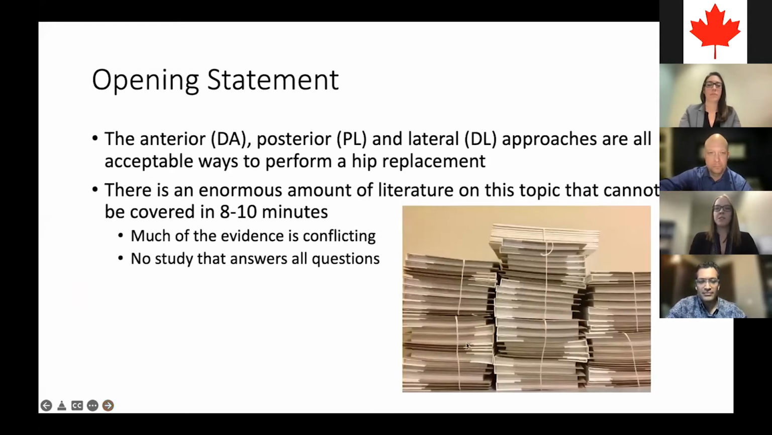So I'm going to start with a broad opening statement here. The anterior approach, the posterior lateral approach, the direct lateral approach are all very acceptable ways to do a hip replacement. And as Jamie referred to, they're highly successful. Most of the patients do well.